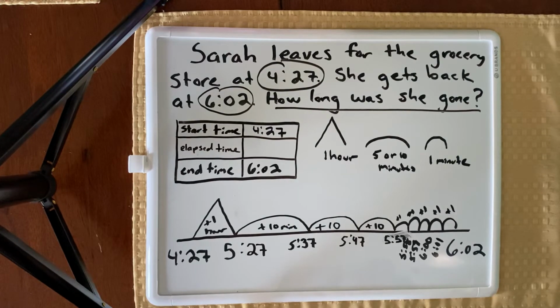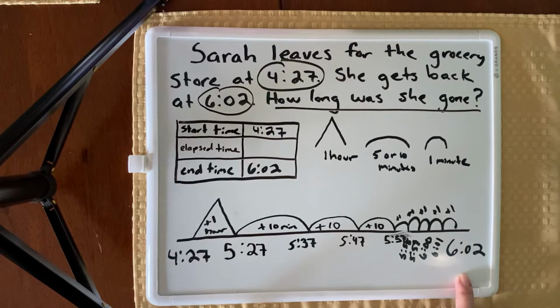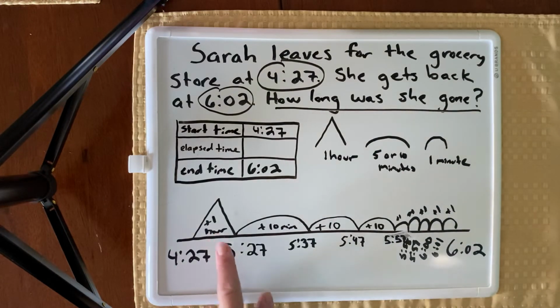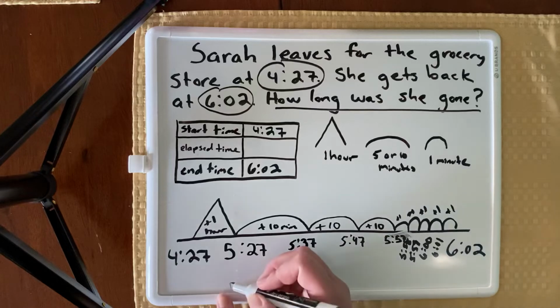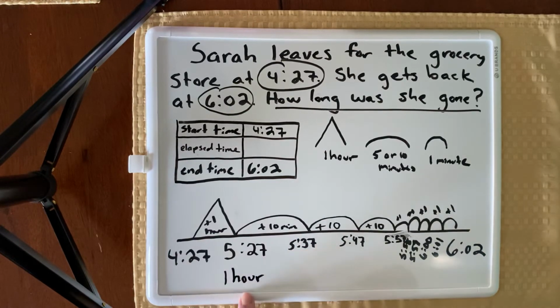All right, so now I've hopped ahead all the way from 4:27 to 6:02. Now I've got to add up all of this time to see how long she was gone. So I have 1 hour here. I'm going to write that down right down here already.